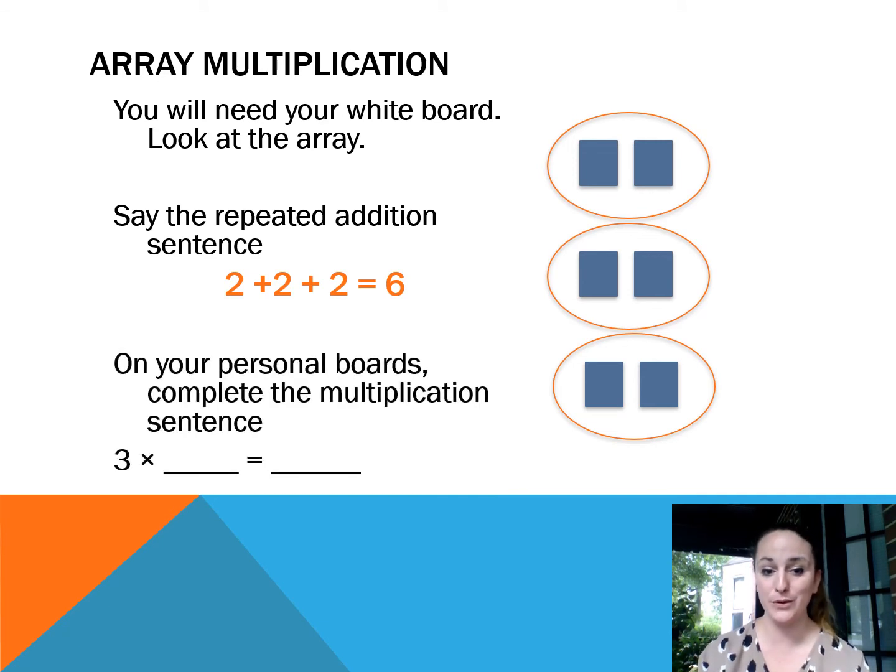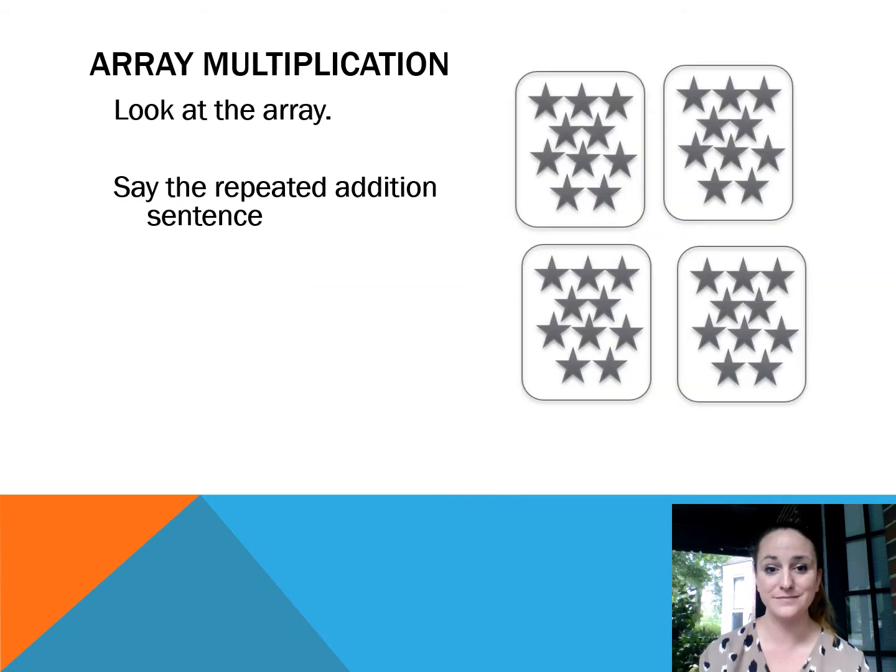On our personal boards, complete the multiplication sentence. It gives you the first factor, 3, because there are 3 groups. 3 times unknown equals unknown. The completed multiplication sentence would be 3 times 2 equals 6, because there are 3 groups of 2 with a total of 6 items. Let's reset and try another one.